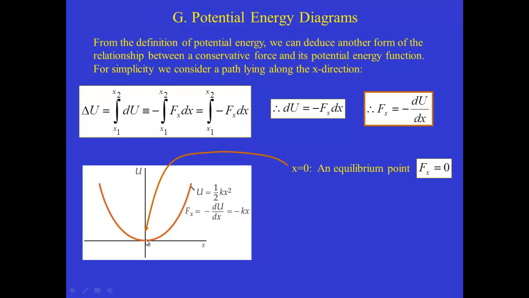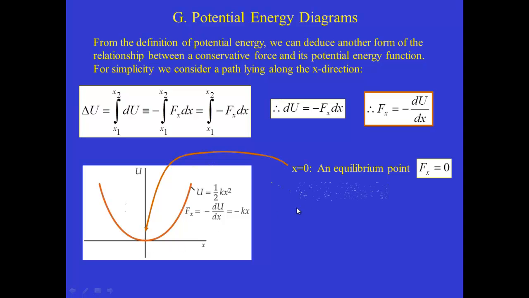Now qualitatively, let's look at the behavior of this object. Let's imagine that it starts off at x equals 0, which for a spring would be when the spring is neither stretched nor compressed. And at x equals 0, the slope of this curve is 0, right? It's flat. So the slope is 0, which means the force is 0. And that's what we mean by an equilibrium point. An equilibrium point is a point where an object feels 0 net force.